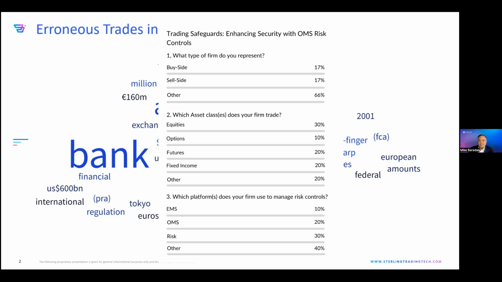Let me quickly go through these. You should see the results as well. In terms of the firms that each of you represent, it looks like we have a good variety here: buy side, sell side, and other types of firms. That's good because regulations apply to everyone, in the different markets, exchanges, asset classes, and countries that you're involved in. We have a good distribution of firms participating.